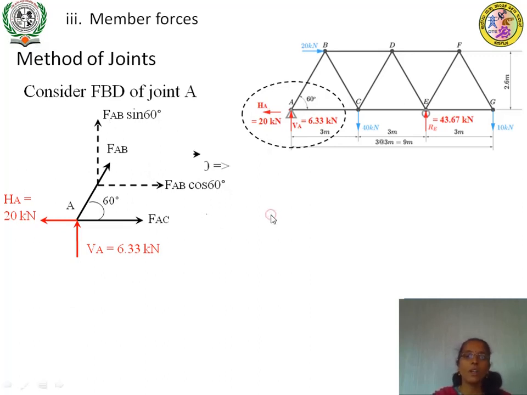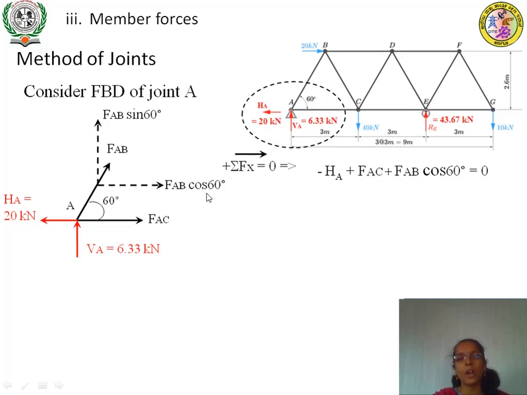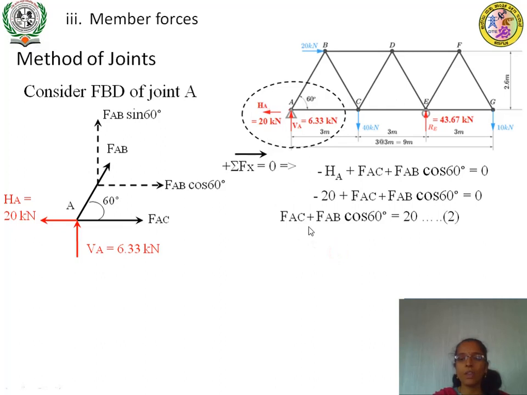Now let us apply sigma Fx equals 0. That implies minus HA, since HA is acting in the negative X direction, plus FAC plus FAB cos 60. We have ordered all the forces along the X direction. HA value is 20, so minus 20 plus FAC plus FAB cos 60. If you rearrange it, FAC plus FAB cos 60 is equal to 20. If you take this minus 20 outside, it will be plus 20. You can take it as equation 2.